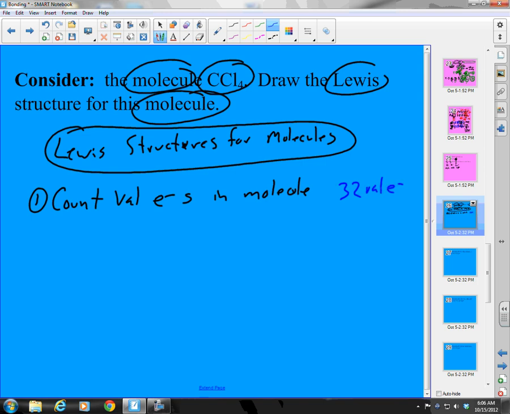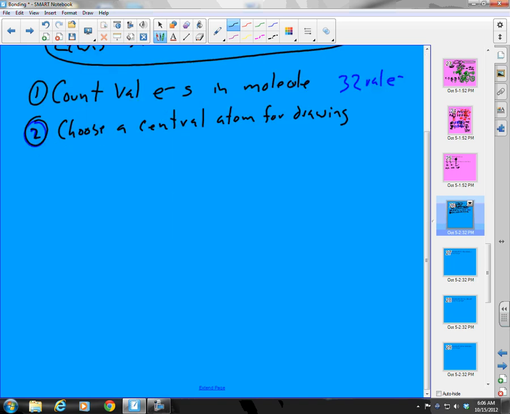Number 2. Choose a central atom for your drawing. So what am I going to choose? How do I know? Here are some hints. Think symmetry. Choose a central atom that will make things symmetric. Another hint: never hydrogen.